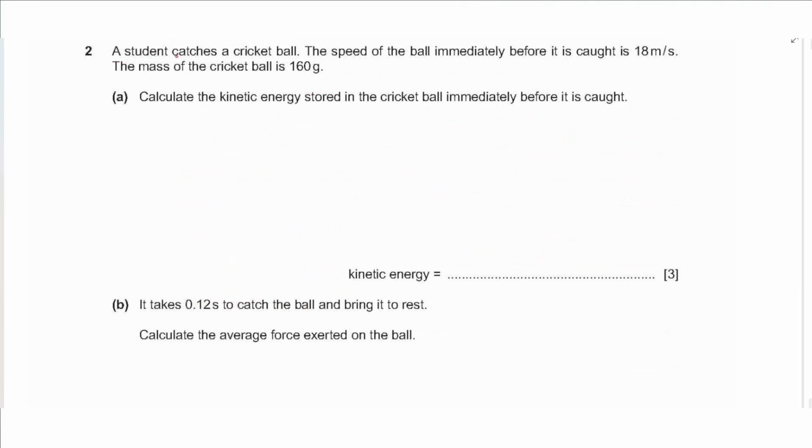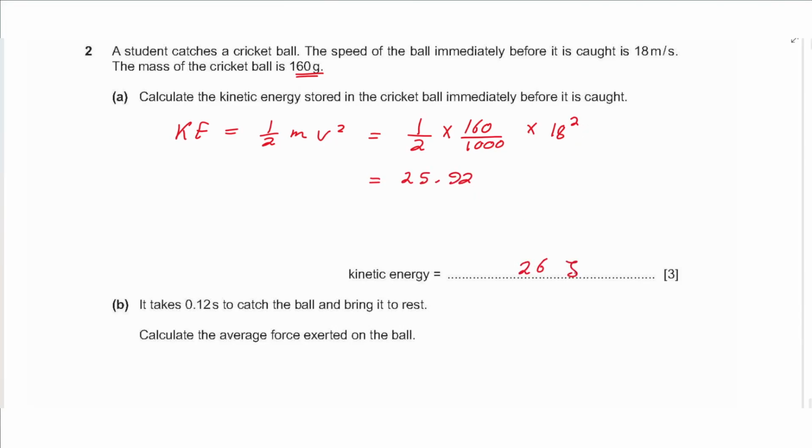Question 2 says a student catches a cricket ball. The speed of the ball immediately before it is caught is 18 meters per second. The mass of the cricket ball is 160 grams. Calculate the kinetic energy stored in the cricket ball immediately before it is caught. So kinetic energy is equal to half mv squared. So half multiplied by the mass, but it should be in kilograms, so we divide 160 by 1000 to convert it to kilograms, and then multiply by the speed 18 squared. This gives a value of 25.92, which we can approximate to 26 joules.